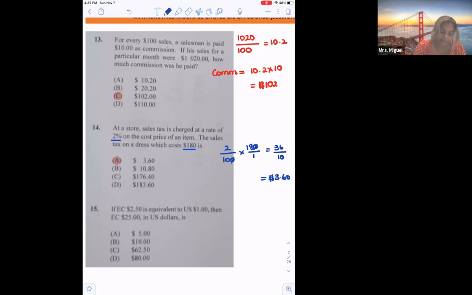If EC $250 is equivalent to US $1, then how much would EC $25 be? Well, to go from 250 to 25, we multiply by 10. So we have to multiply the US by 10 as well. So we will get US $10. Did you all get that?